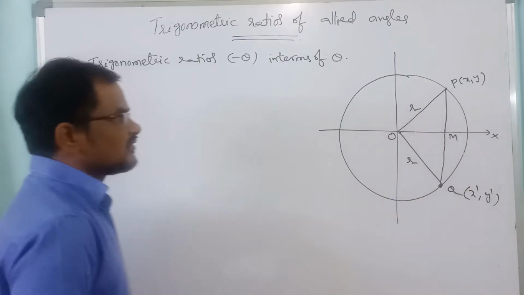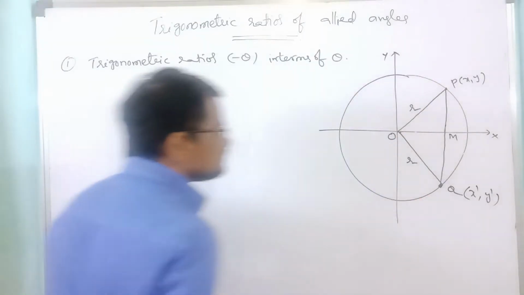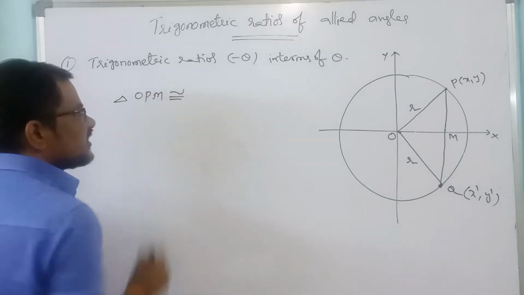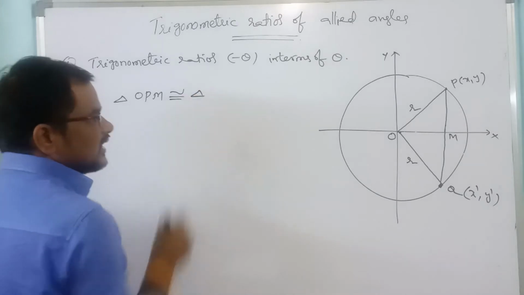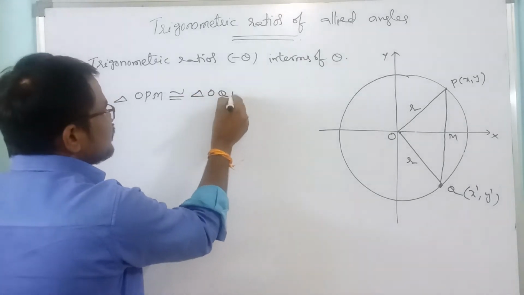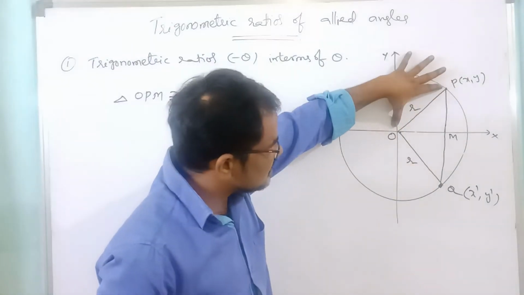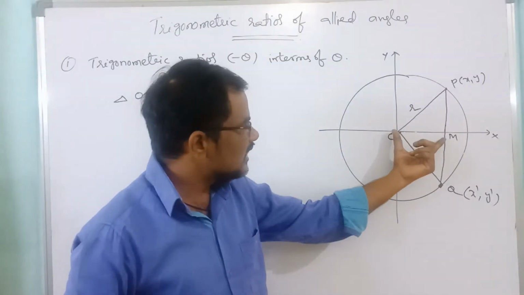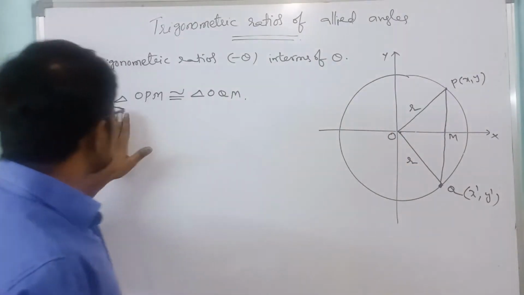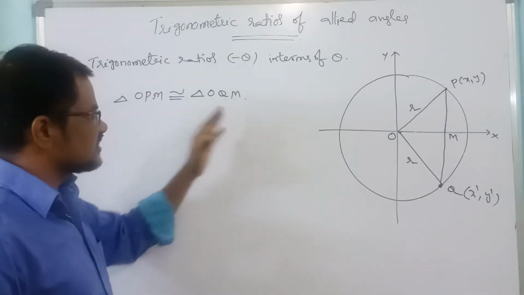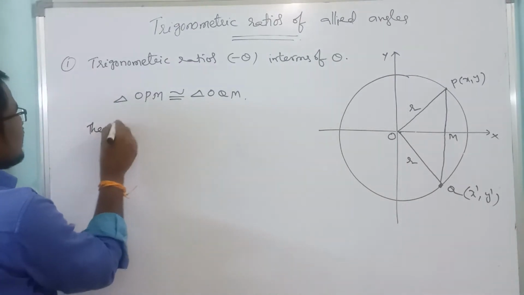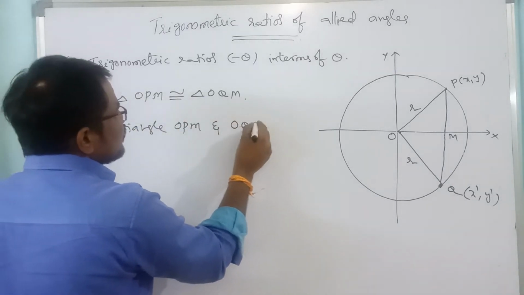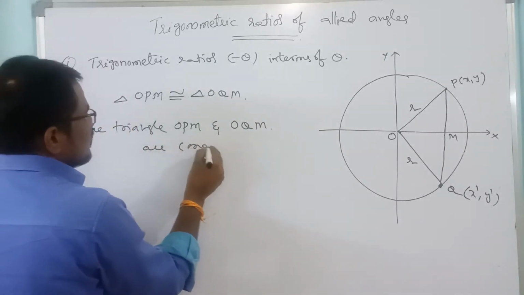Now once you observe from this figure, triangle OPM is congruent to triangle OQM, right? So length OP equals OQ, and PM equals MQ, and OM is common to both. So the triangles OPM and OQM are congruent.